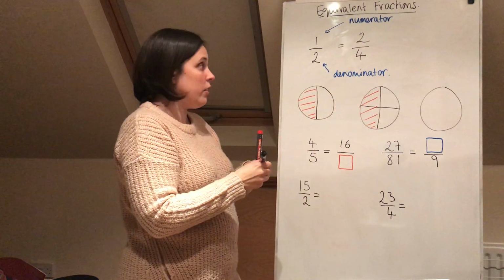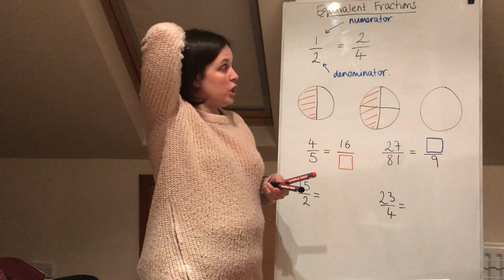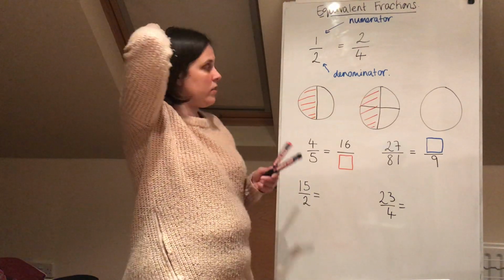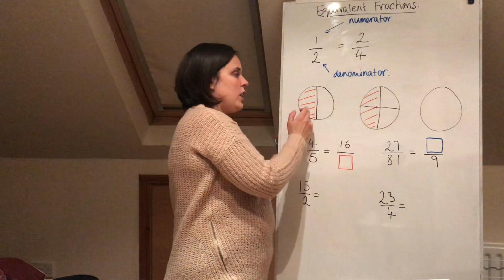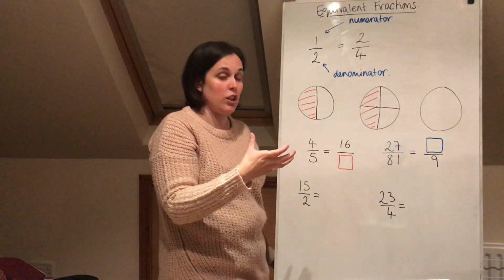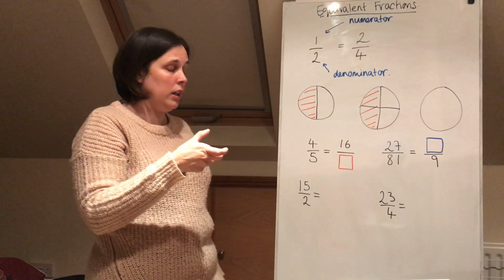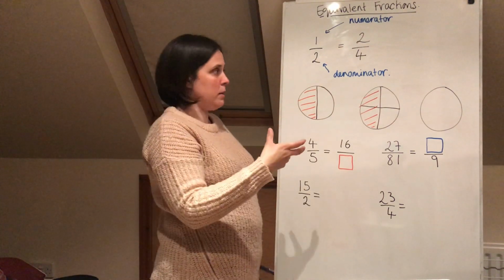So the 4 says I'm cutting it into 4 pieces. The 2 says I'm looking at 2 of those. And actually I've shaded the same amount on those 2 shapes, but I'm looking at 2 different fractions. I'm looking at them in different ways. So the pieces are smaller, but I'm looking at more of those pieces.